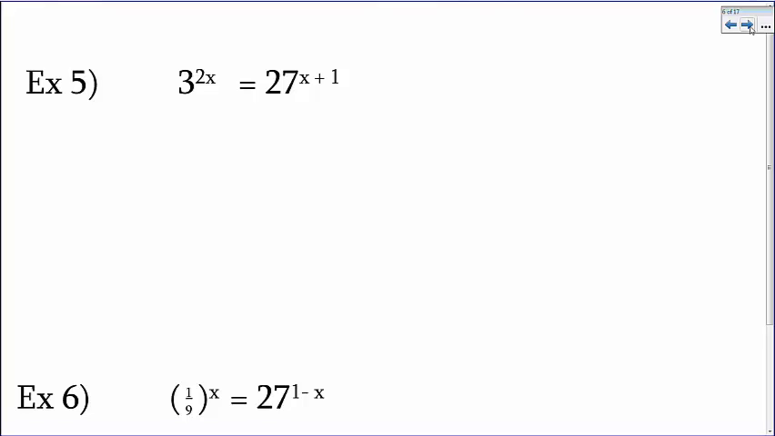In example 5, we should notice that we have two sides with different bases, but both with exponents that have the variable x. To begin solving, we must first have the same base on both sides. So, I will first place parentheses around the bases, like so, and compare them. Since 3 on the left cannot be broken down further, we will factor 27 and see if we can find an equivalent expression that has 3 as its base.